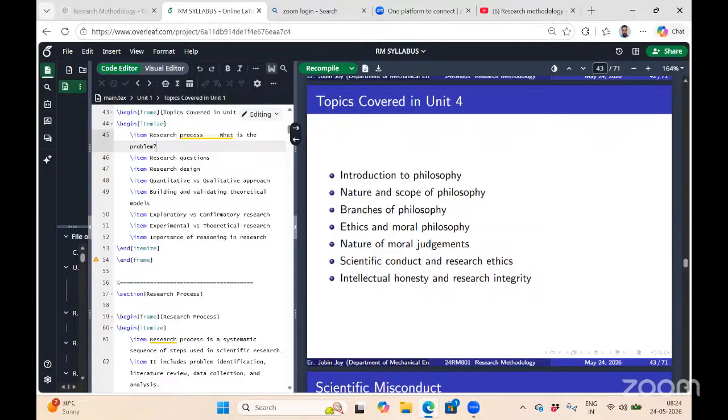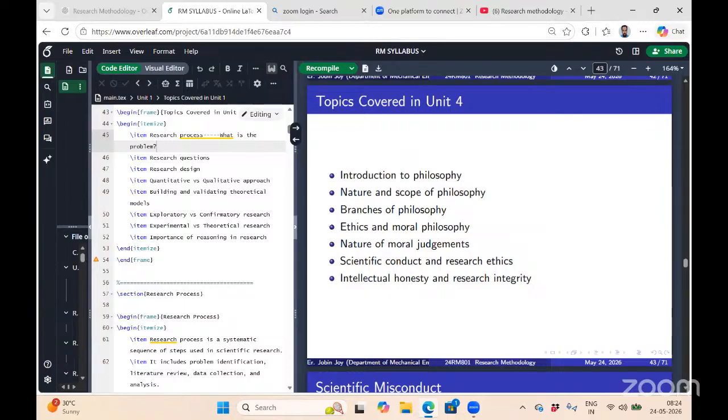Nature of moral judgments. That means deciding if one activity is right or not. This is related with society, religion, culture, and values. For example, helping poor people is considered morally good. Stealing is considered morally wrong, right? So, deciding whether one activity is right or not.